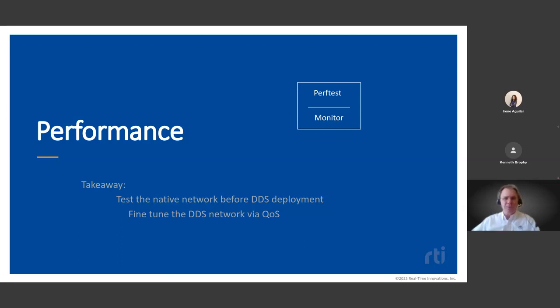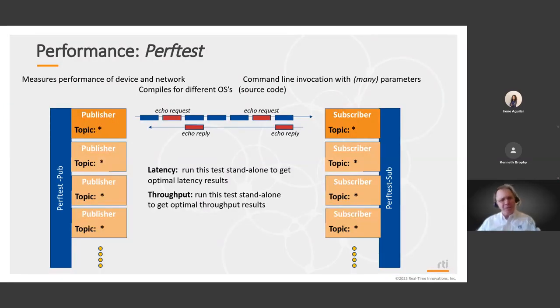Performance: two more tools, and then we're done. Perf test. I'm not sure if a lot of people are familiar with this tool. Perf test can do one of two things. It can provide you with performance statistics of your network prior to you even implementing or deploying DDS. Perf test gives you a view of latency, how long it takes a packet to make it from one end of the network to the other, as well as data throughput statistics. So you can get a view as to what's happening.